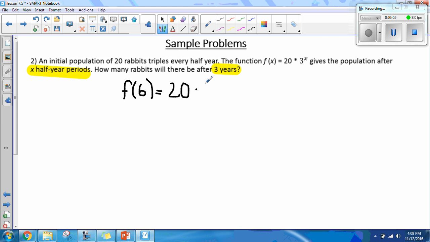And we're going to do 20 times 3 to the 6th power. 3 to the 6th power is 729. So we're going to do 20 times 729. And that gives us 14,580 rabbits after 3 years.